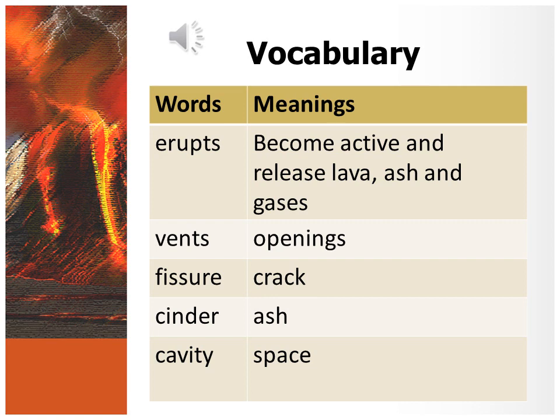Erupts is a word which we use when a volcano becomes active and releases lava, ash and gases. Vent is a word used for openings. Fissure means crack. Cinder is another word for ash, and cavity means space.